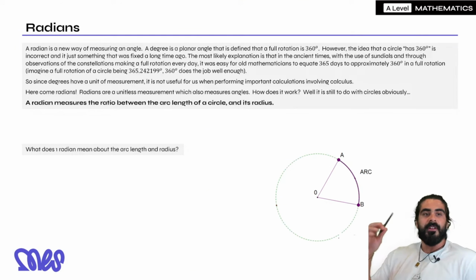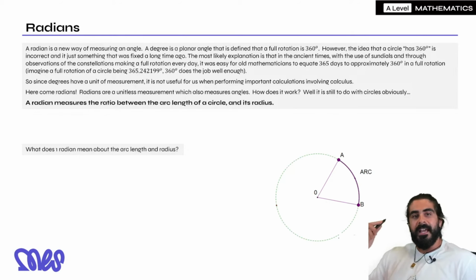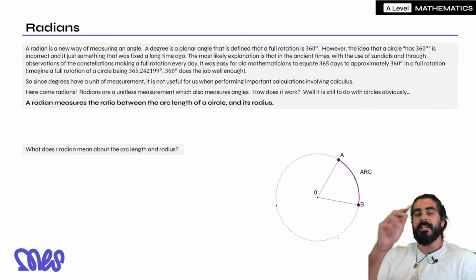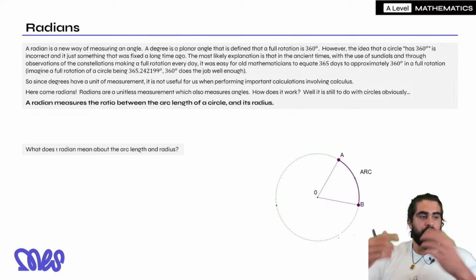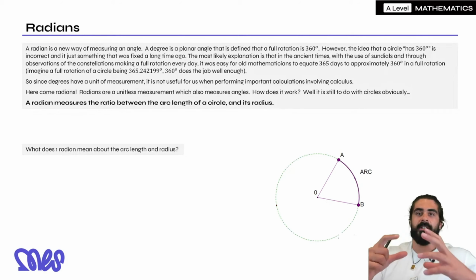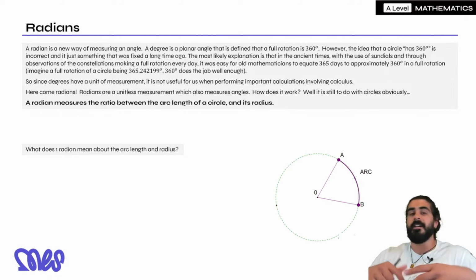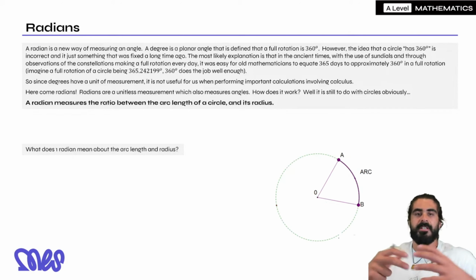Radians, like I was saying before. A radian is a new way of measuring an angle. A degree is known as a planar angle that is defined so that a full rotation is 360 degrees. However, the idea that a circle has 360 degrees is technically incorrect, and is just something that was fixed a long time ago. The same way, who decided 1 kilogram is 1 kilogram? Who decided that 1 centimeter is this big? These are all measured and have been fixed a long time ago, but there's no real basis to these measurements.